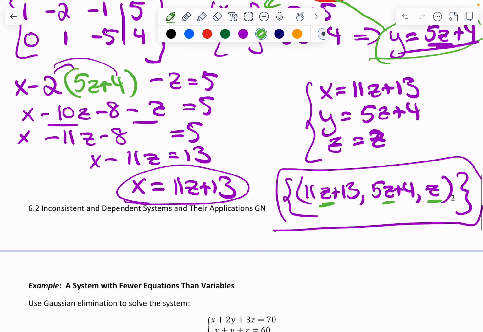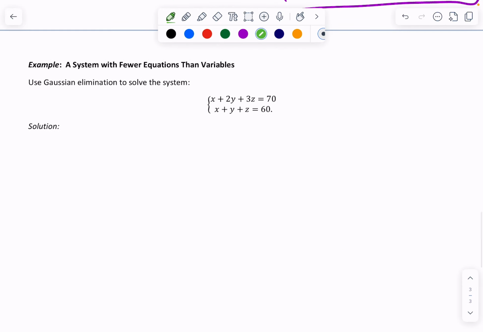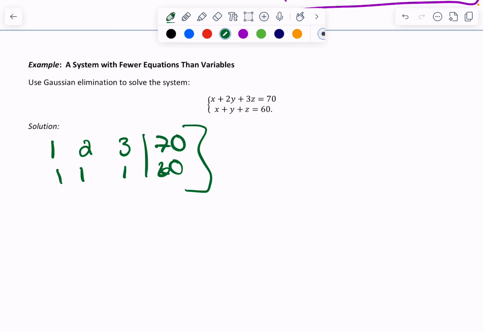Okay, let's look at a system with fewer equations than variables. We're going to write this as an augmented matrix, 1, 2, 3, 70, 1, 1, 1, 60. There we go. And now we're attempting the same thing. Well, we already have a 1 here. So what we want to do is get this 1 to become a 0. So we are adding to row 2. We need a negative 1, so we're going to do negative row 1.